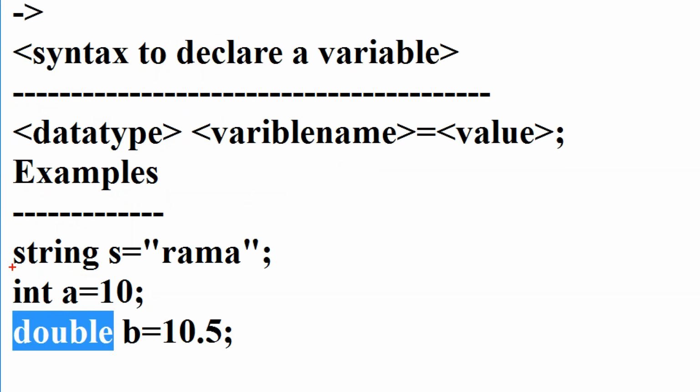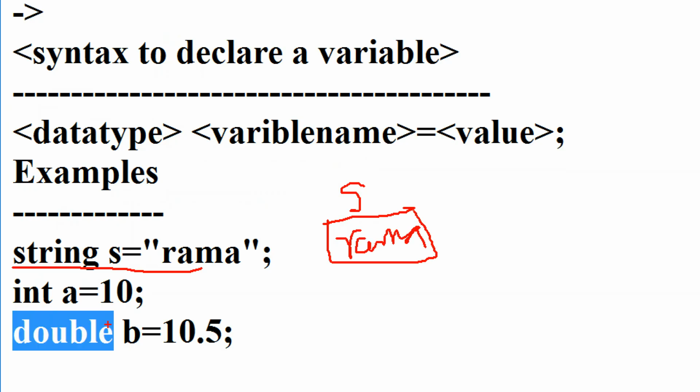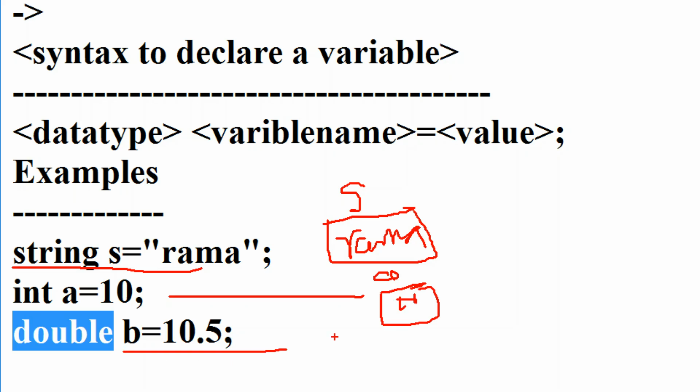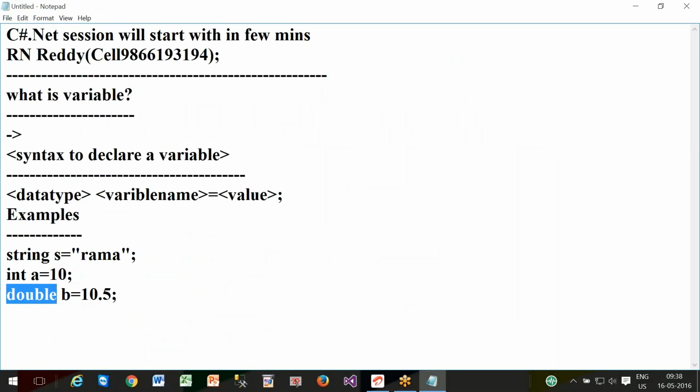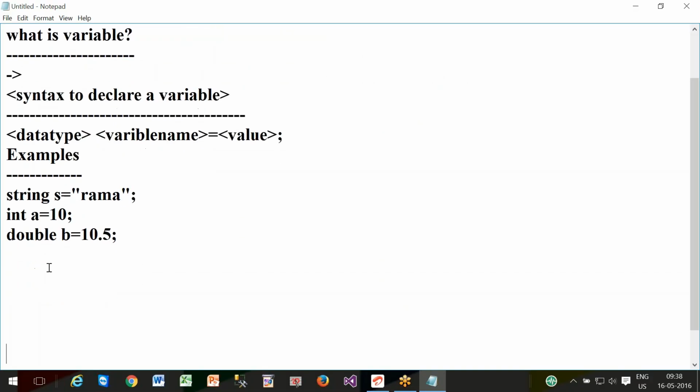Because of the first statement, one variable will be created, the variable name is s, and it will hold a value called Rama. Int a equal to 10 creates a variable called a holding the value 10. Double b equal to 10.5 creates a variable called b holding the value 10.5. So that is the story. With the help of this, we'll now write one program.